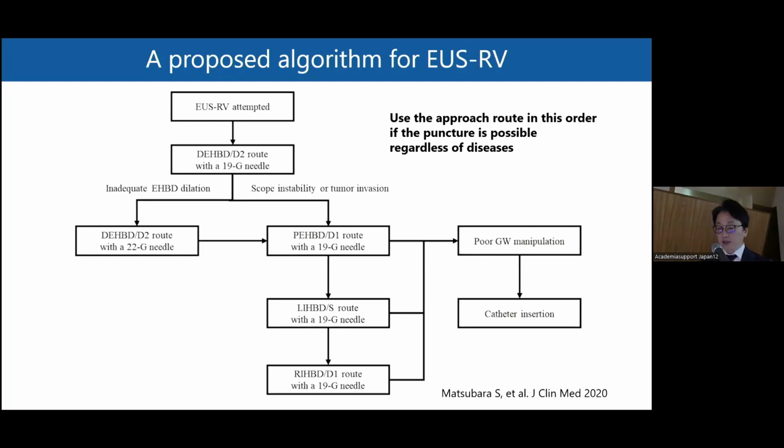I propose the algorithm for EUS rendezvous. Anyway, use the approach routes in this order: short scope position from D2, long scope position with D1, the stomach route, and last, the right intrahepatic bile duct route. Use the approach routes in this order if the puncture is possible, regardless of disease type.